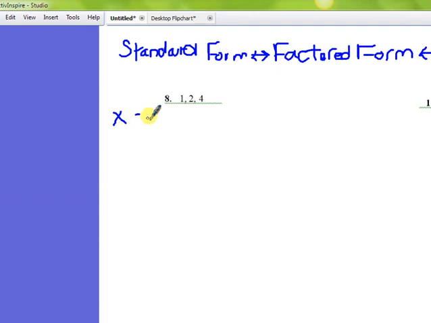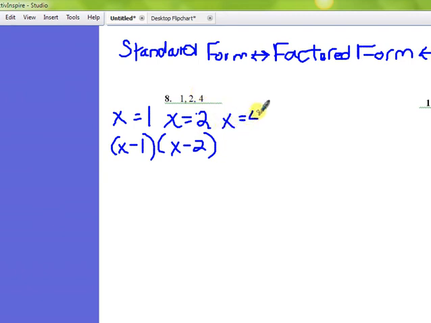If x equals 1 is a zero, in other words, that's an x-intercept, then the factor is going to be x minus 1. All I have to do is subtract 1 from both sides. Yes, this should equal 0, but I'm going to do that after I get all of these done. If x is equal to negative 2, if that's a zero, then the second factor is x plus 2. All I have to do is add 2 to both sides. The third one, x equals 4. So the factor is x minus 4.